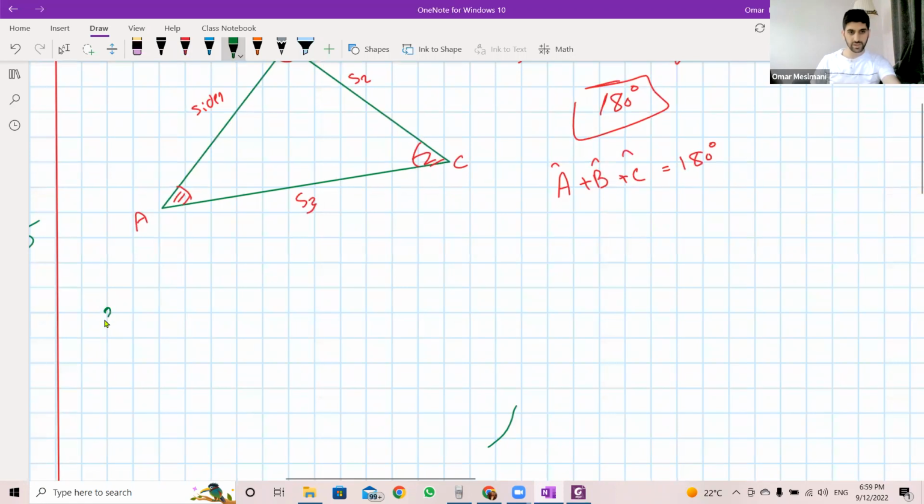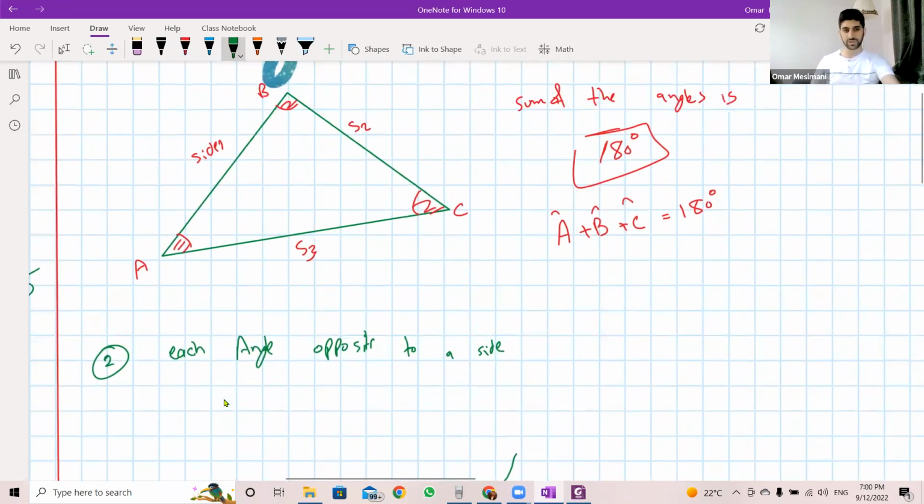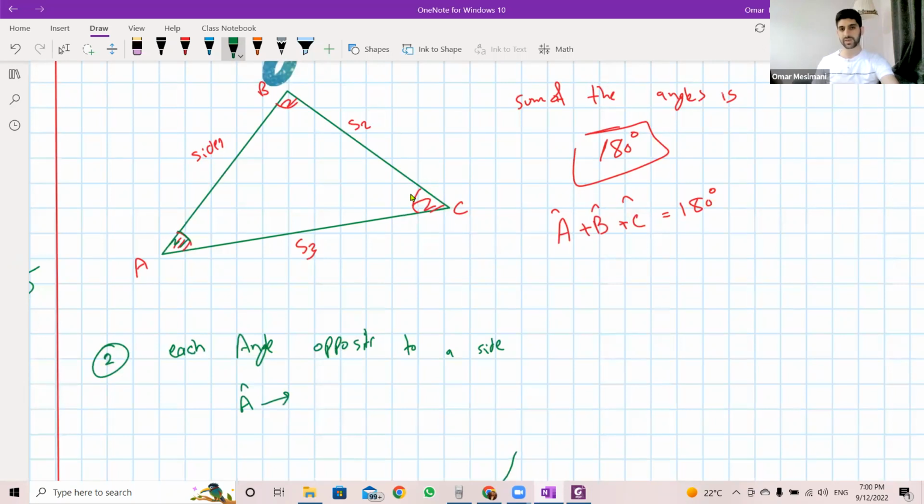that's the second piece of information I'm going to talk about. Each angle is opposite to a side. Obviously, each angle is opposite a side. For example, for this triangle that I have, the angle A is opposite to which side? I will say it's opposite to side BC.